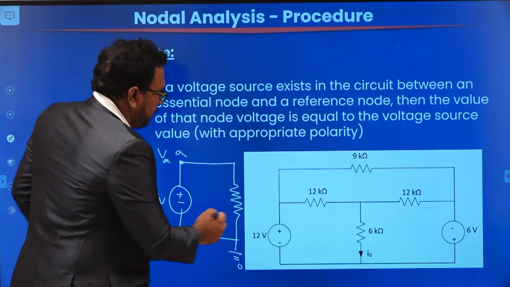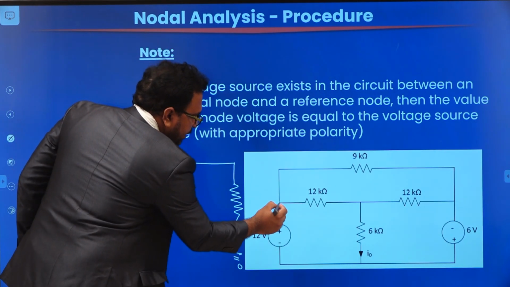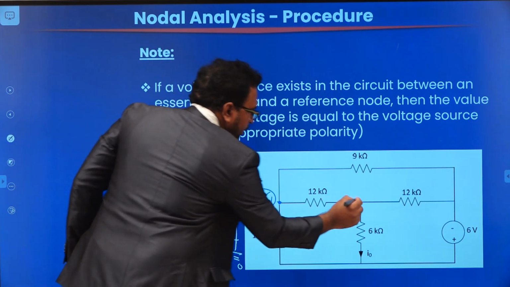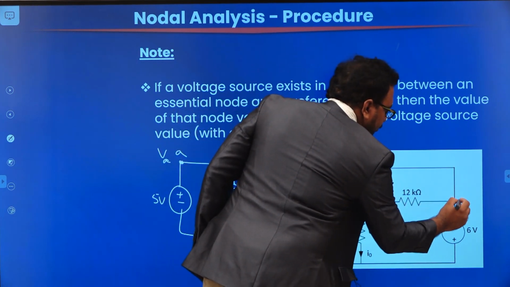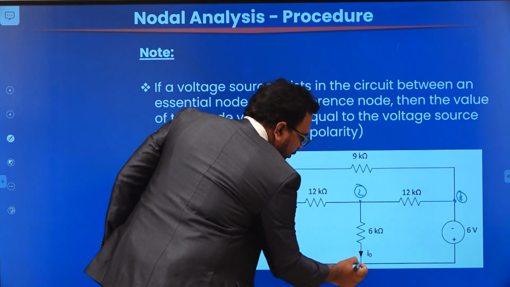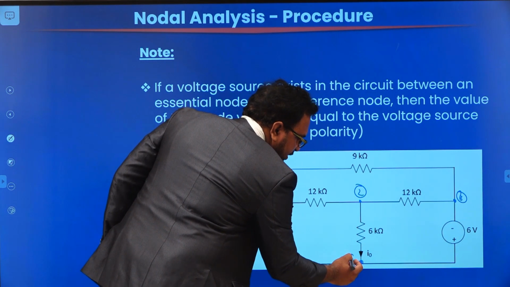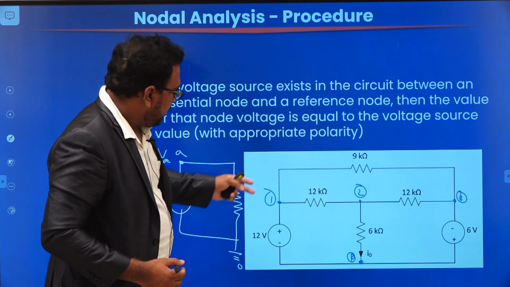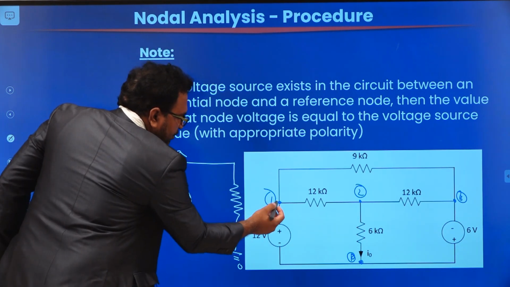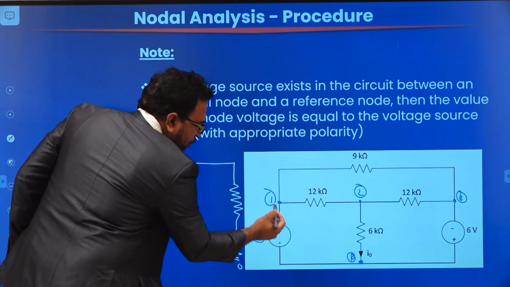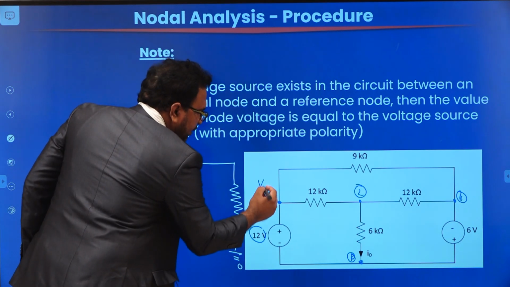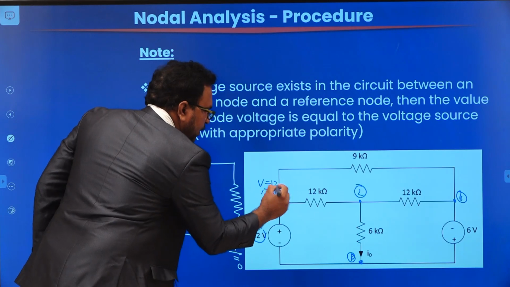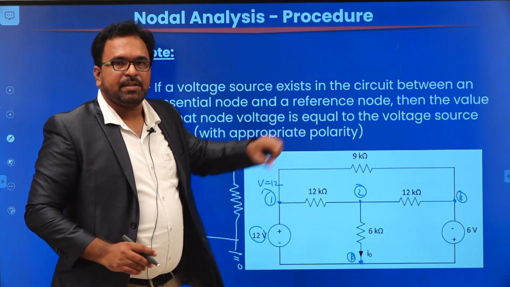See here, in this circuit there are 4 nodes. So this is node 1, node 2, node 3, and this is node 4. Obviously we are going to choose this as the reference node, and node 1, node 2, node 3 are the essential nodes. In this case, this 12 volts is connected between node 1 and the reference node. That means whatever voltage value you assign to that node, this V1 is directly equal to 12 volts. That's what I have mentioned in this point.